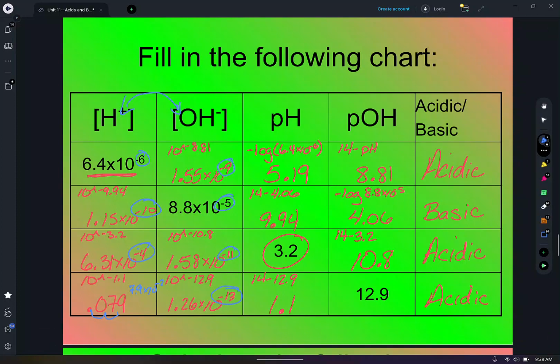So when you're doing a chart like this, it's a really easy way to double check your H plus and OH minus amounts, because they always add up to negative 15. So just a little side thing to make sure you're on the right track. That's all. If you have any questions, obviously ask.